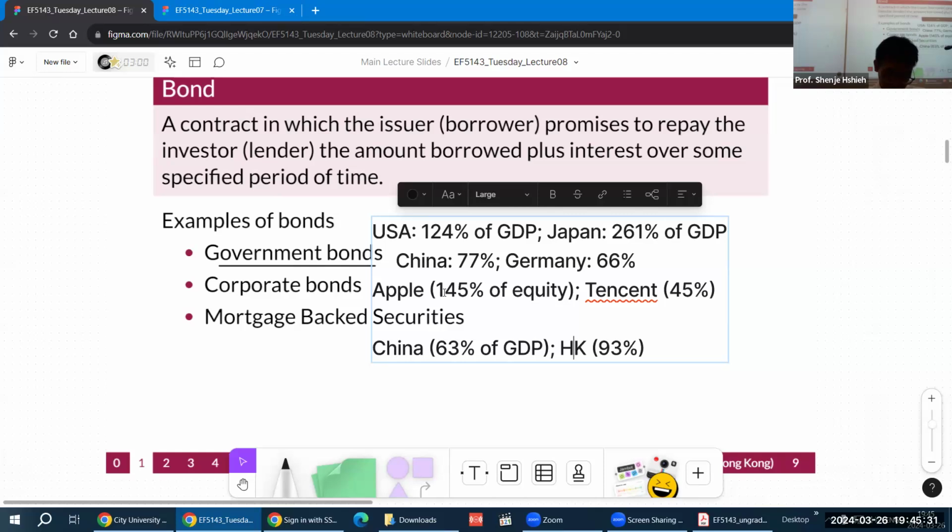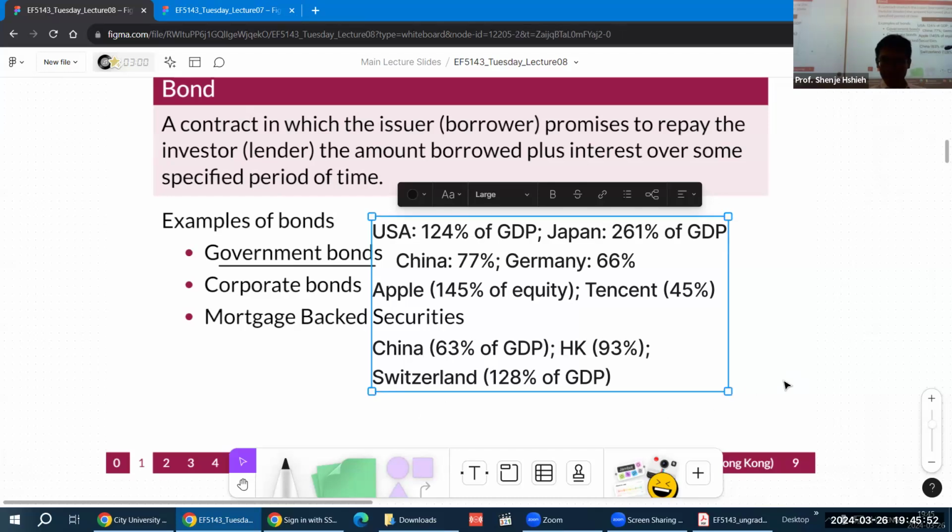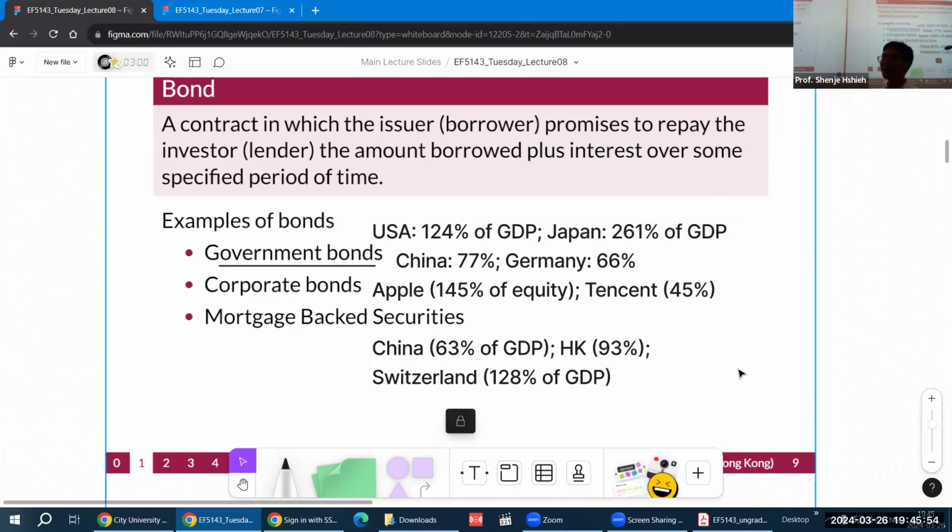Of GDP. And to give you some perspective, this is not as bad as you think. Switzerland is 128% of GDP. So Swiss people take out very, very large household debt to buy houses in comparison to China and Hong Kong. Anyways, the point is debt is everywhere.